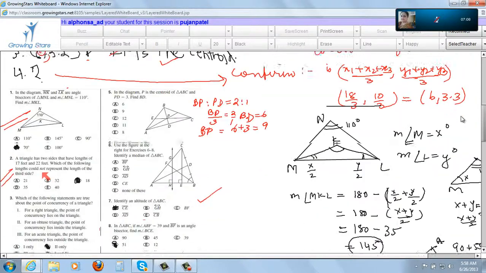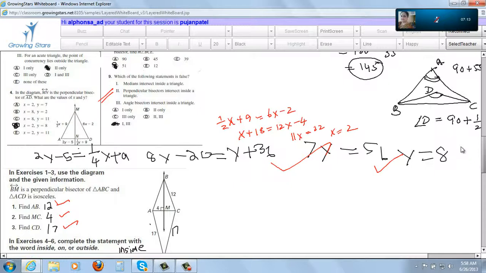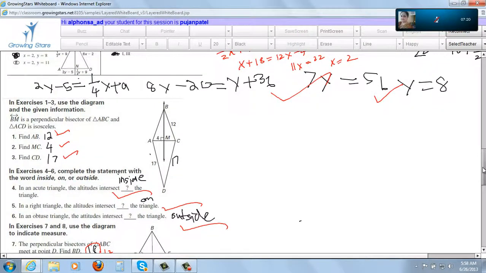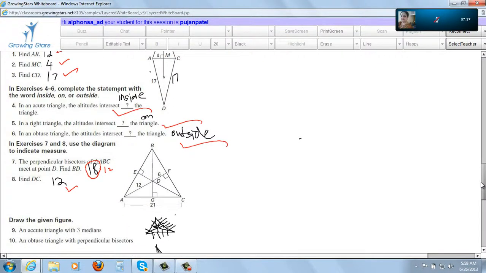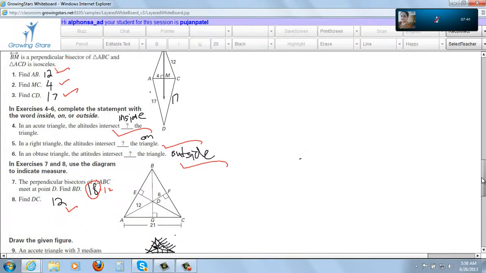So here again, let me use green color here. We have the two sides of the triangle given, 17 and 22. Suppose the third side is x, then you know the triangle inequality, isn't it? x should be less than 17 plus 22, because the sum of two sides should always be greater than the third side.